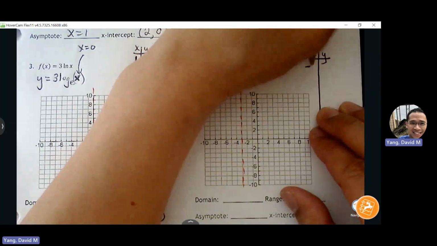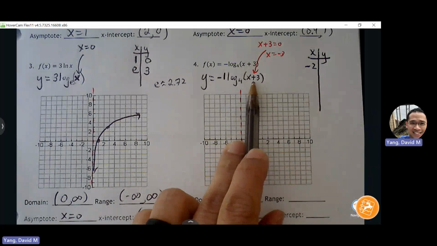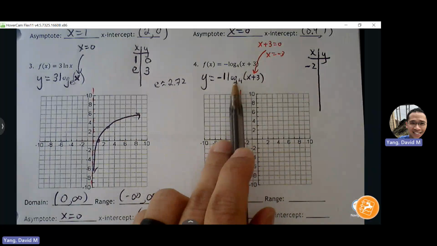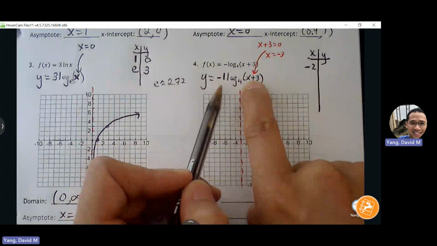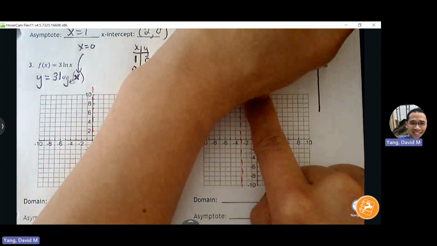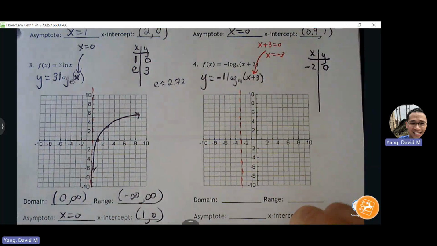So let's see what happens if I do a negative 2. For x, negative 2 plus 3 is 1. That's what I want, right? Because log of 1 is 0. It doesn't matter what the base is. That's a nice property. So log of 1 is 0. 0 times negative 1 is still 0. So it's a good property to find some easy ordered pairs.